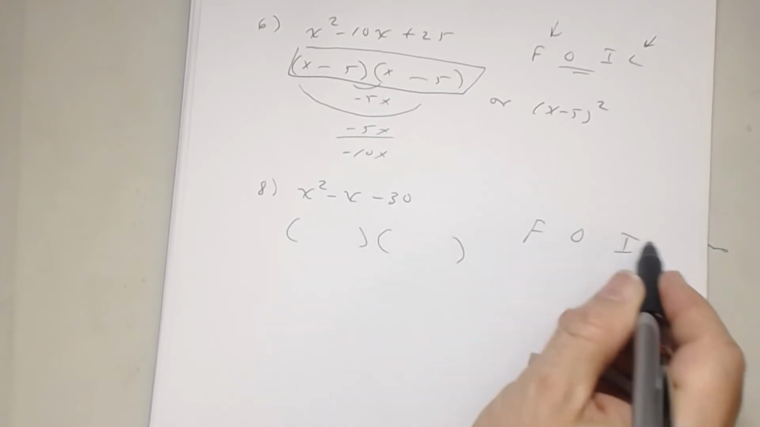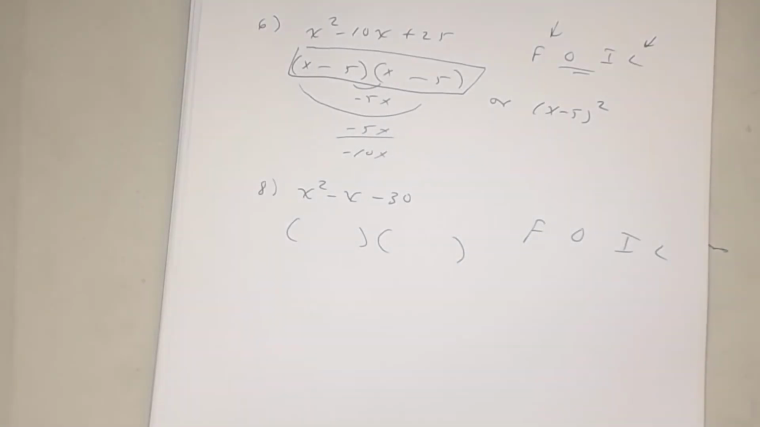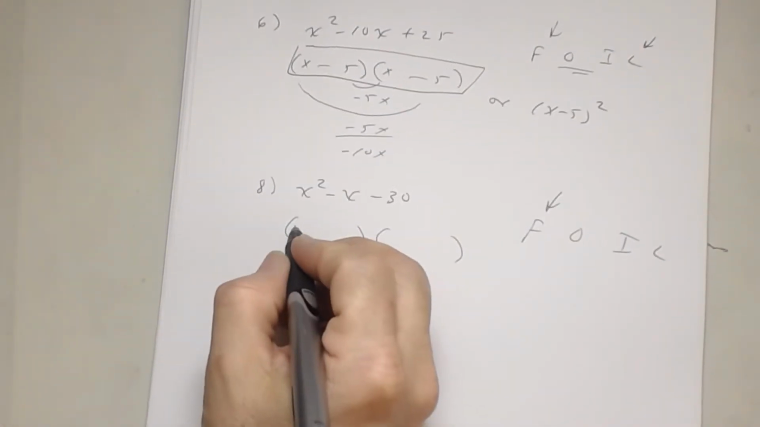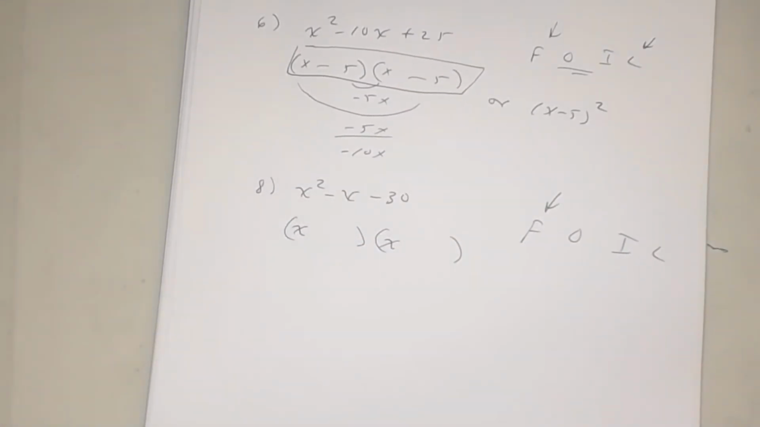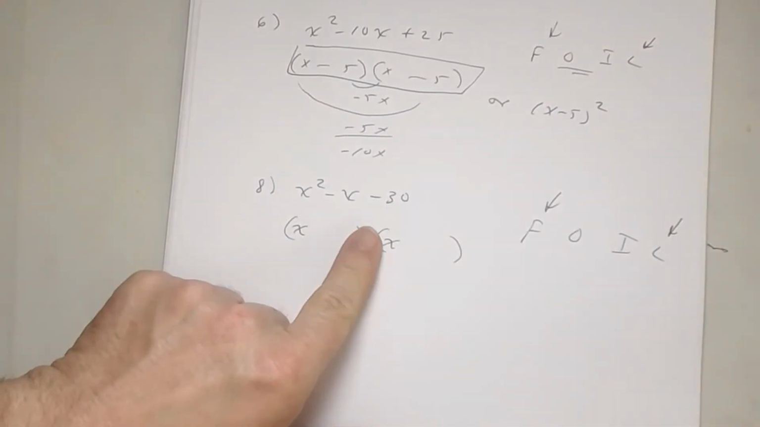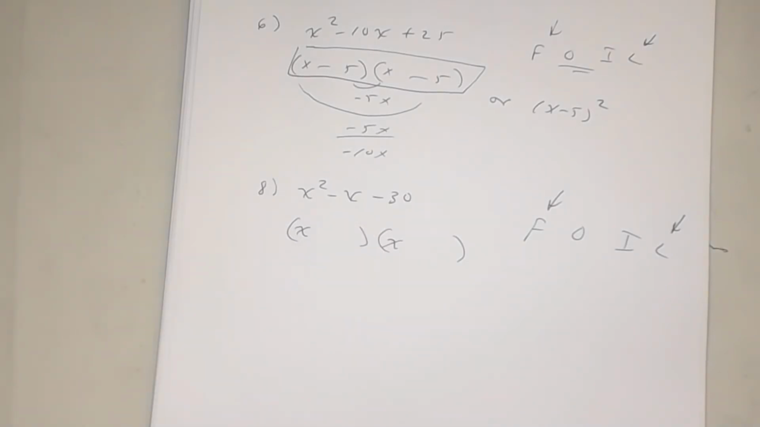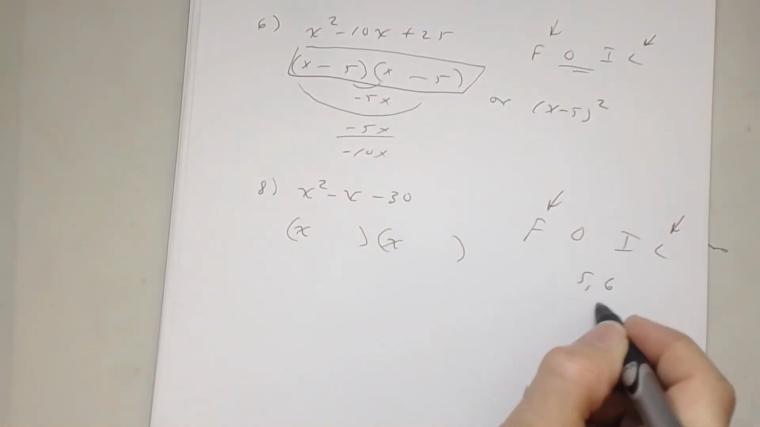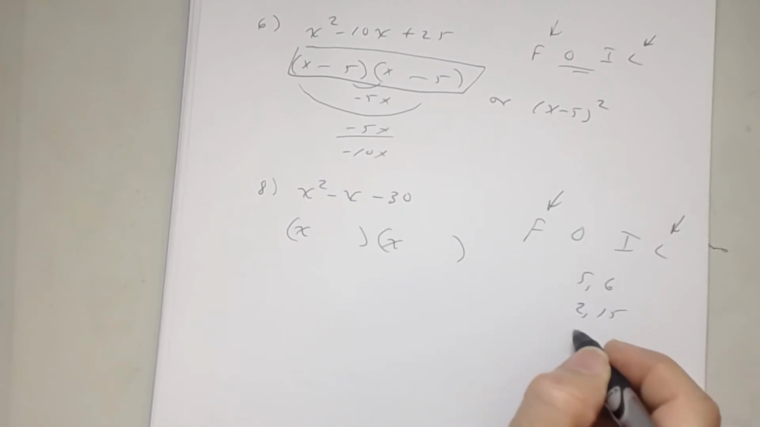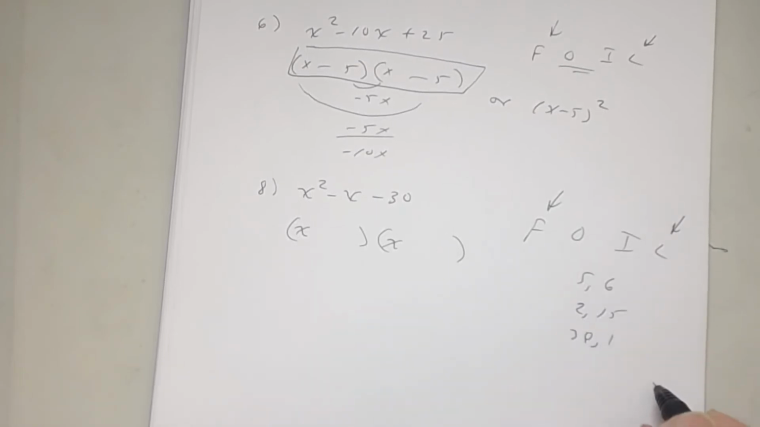FOIL. Procedure is the same. Do the F first. What times what is x squared? X times x. Then we're going to do the last, L. Now, I do know that the last term is negative 30, right? No, it's not 30, it's what? Negative 30. But let's just deal with the 30 for right now. What are the possibilities of 30? 5 and 6, 2 and 15, 1 and 30, 3 and 10, correct?